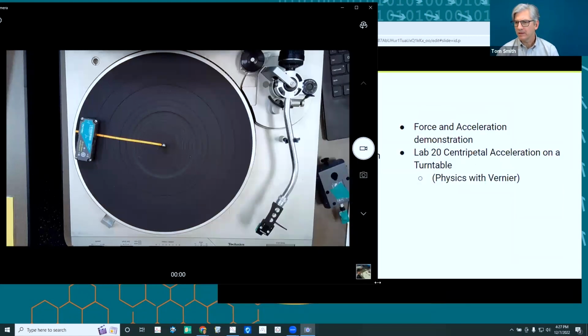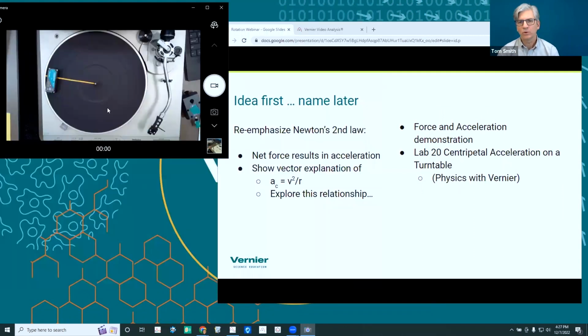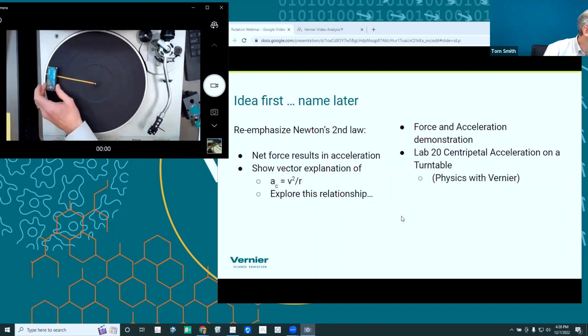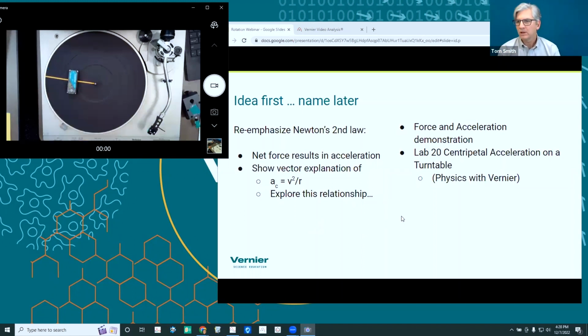Now, the lab itself goes through a couple of steps. One would be to change the angular velocity, go from 33 to 45. If you have a turntable that has more, maybe 78 RPM, you could increase that. And then also increase or decrease the radius, if you will, moving it closer and collecting data for each of those to evaluate that relationship.